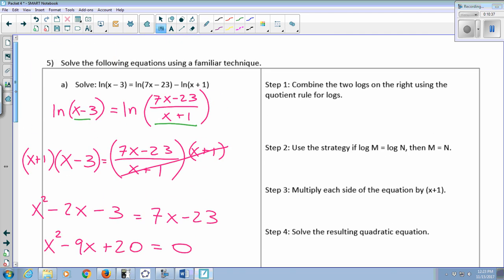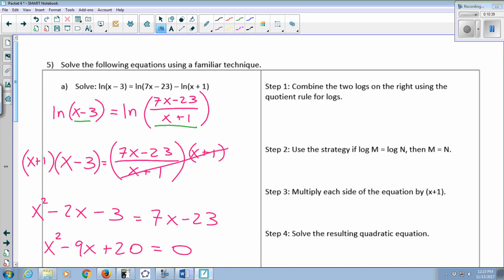So 4 and 5. If I put 4 here, I'm good. 4 minus 3 is 1. I can take the ln of 1. If I put 4 here, 7 times 4 is 28, minus 23 is 5, I'm good. And I'm good here. And so 4 and 5 both work in terms of domain, but I should actually check that this is true.